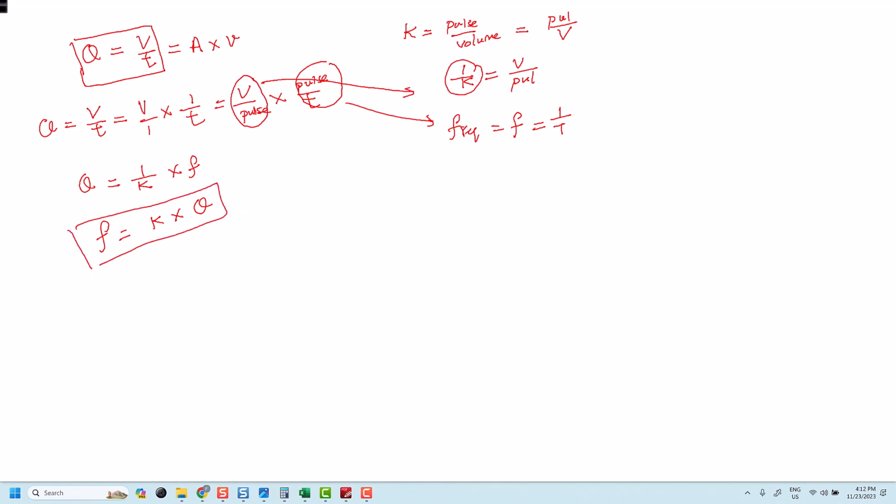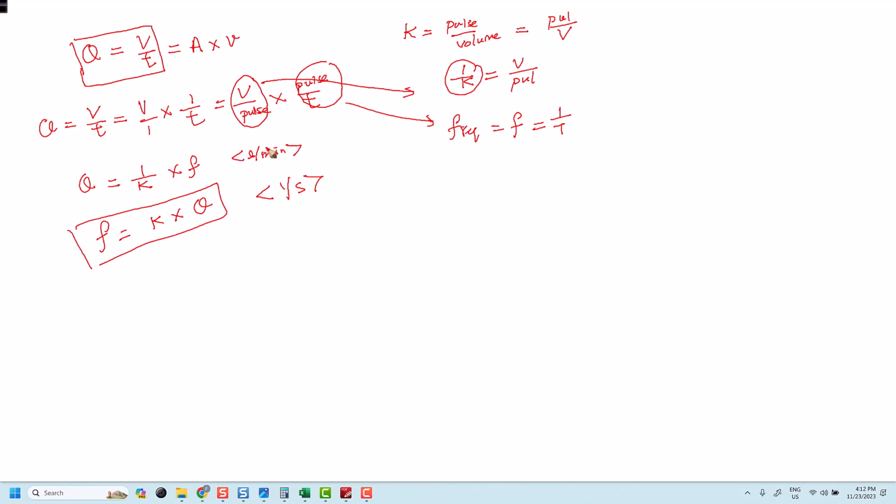Okay, depending on what unit you use, this volumetric flow rate reading can be liter per minute, okay, can be liter per second, or gallon per minute, or cubic meter per hour, and so on. Let's say in this case we use liter per minute. As we know, the frequency unit should be in 1 over second instead of 1 over minute.